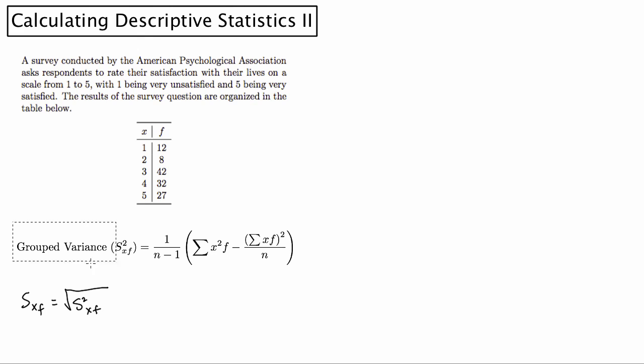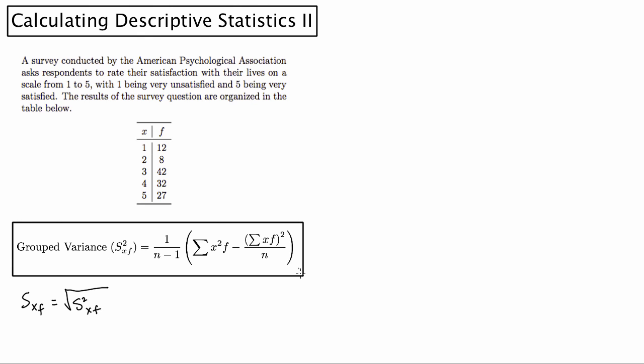I'm going to use this nice formula to find the grouped variance. And then I'm going to take the square root of the answer that I get out of that in order to find the standard deviation. So this is the grouped standard deviation. This is one of the harder formulas to actually do by hand.